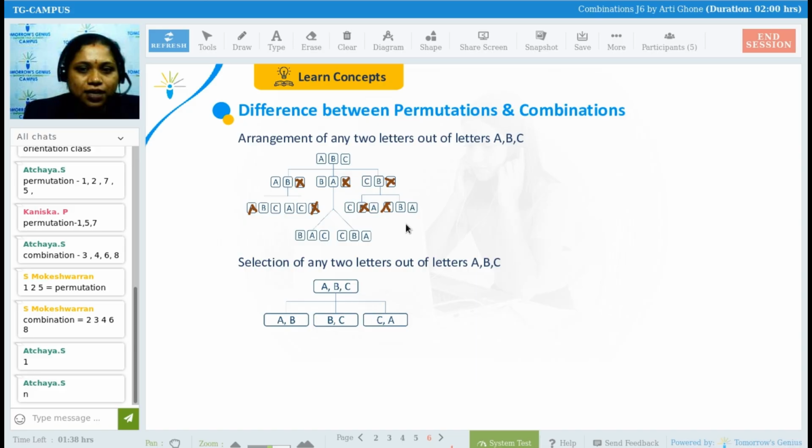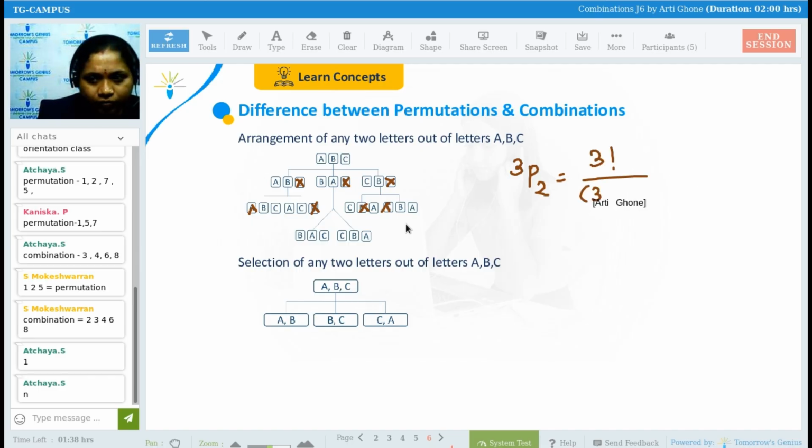See now, what is an arrangement? Simply out of 3, I want to arrange any 2. So what is the answer? 3 factorial upon 3 minus 2 factorial. So what is the number of ways? Is there any need to solve 3 factorial upon 1 factorial? So the answer is 6. What is 3 factorial? 3 into 2 into 1.